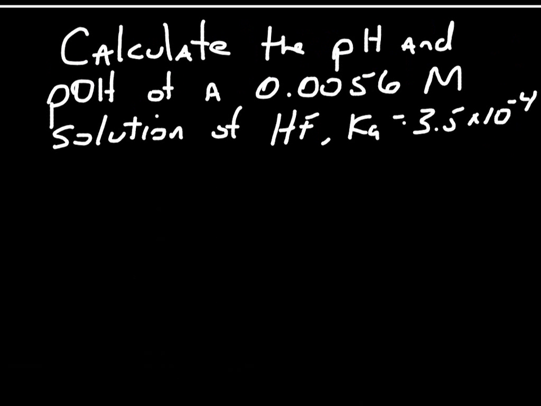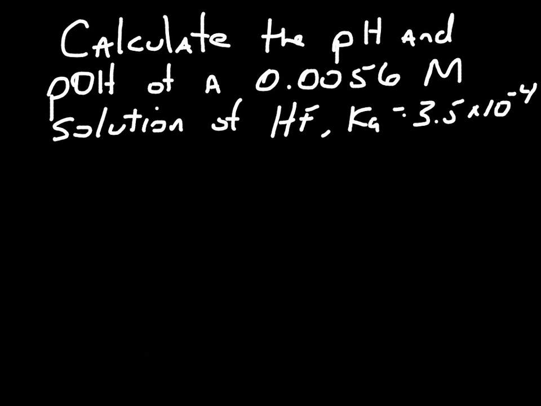Alright, next one. This time you read it, and then I end up with HF. Well, it's not one of the 6 strong acids, plus the fact that I have a Ka given to you right here. That tells you that it's going to be a weak acid. So since it's a weak acid, the calculations are a little bit more involved, because it is in equilibrium.